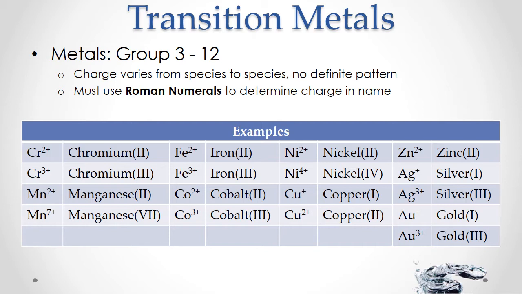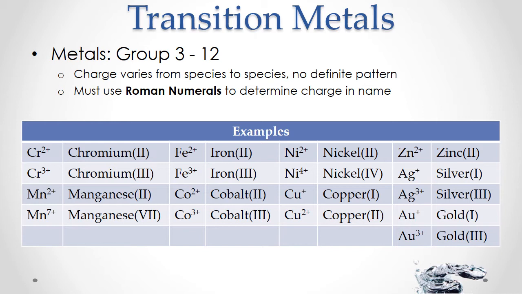So if you look at the example below, let's take a look at chromium 2+. We write the name chromium out as it would appear on the periodic table, but we indicate it as a 2+ charge by putting the Roman numeral 2 inside parentheses at the end of the word. This is very important. Every time we have a transition metal, we must indicate the charge by putting a Roman numeral after the name of the metal.